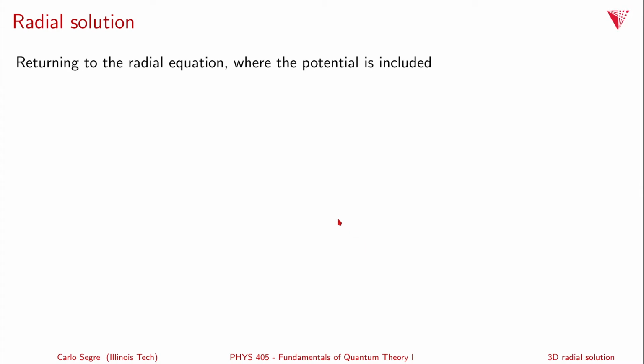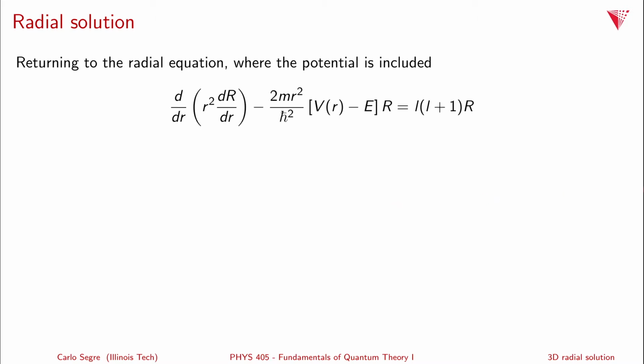So if we get back to the radial equation with the potential included, we see that we can write it like this: d/dr of r squared dR/dr, where capital R is the solution for the radial equation, minus 2mr squared over h bar squared, times the quantity V of r minus E, all times R, is equal to L(L+1) times R. This is a separation constant, the first separation constant where we separated the angular and the radial solutions.